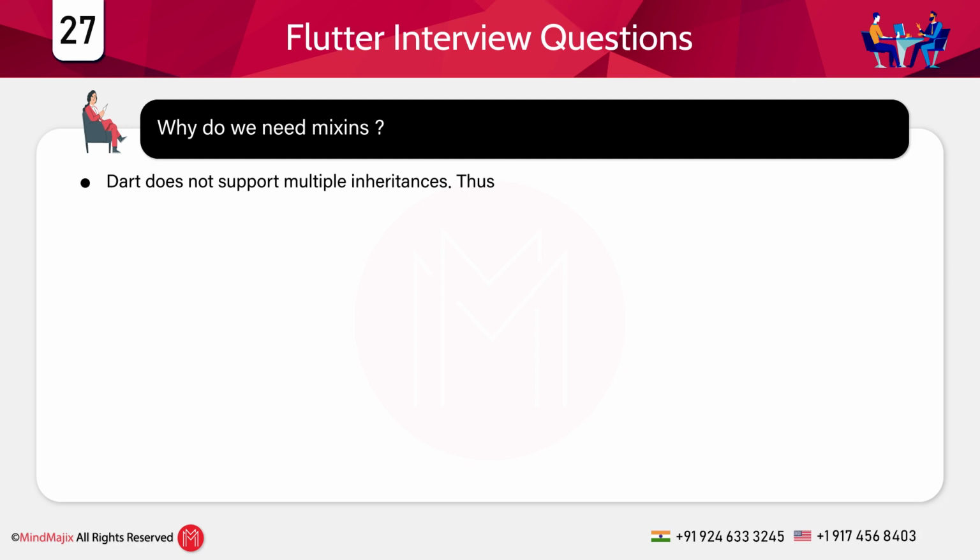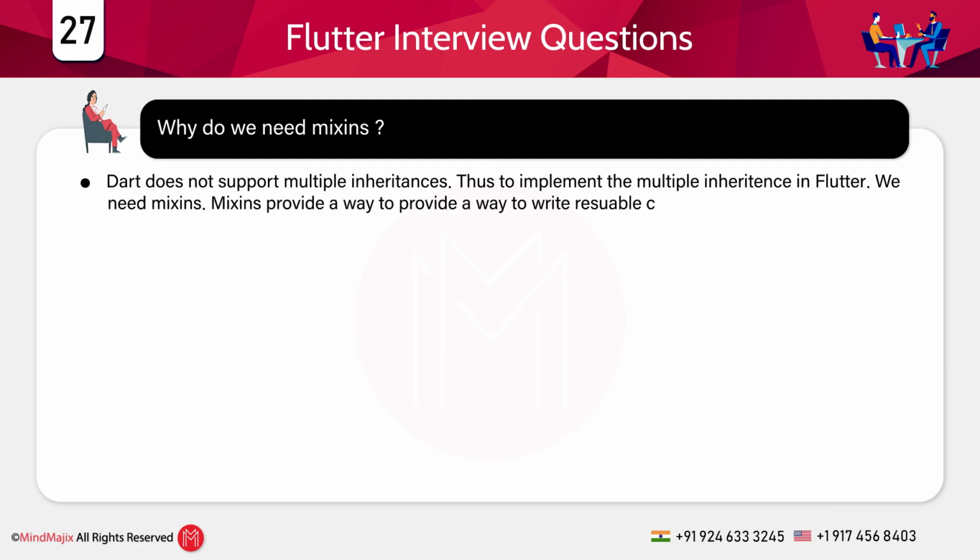For that purpose, to implement multiple inheritance in Flutter, we need mixins. Mixins provide a way to write reusable class code in multiple class hierarchies. In simple words, suppose there are two classes and one class needs the properties and methods of both classes. In that situation, let's suppose class 1 extends class 2, and then with "with" you can write a mixin, or with "with" you can write class 3. Like this, you can have multiple classes together. That is inheritance. So this is the concept of mixins.